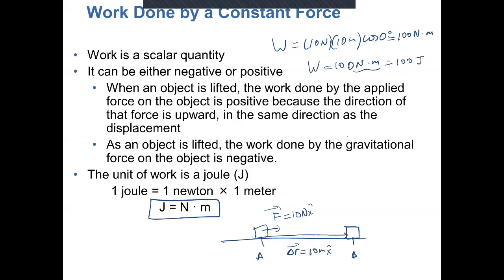Remember, a newton is mass times acceleration, so it's kilograms times meters per second squared. So if you do newtons times meters, it becomes kilograms meters squared per second squared. That was the first thing I said, a different definition of joules. So they're equivalent: newtons times meters or kilograms times meters squared per second squared both give you joules.